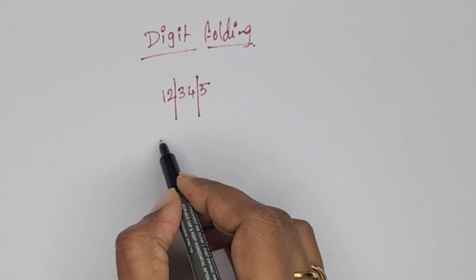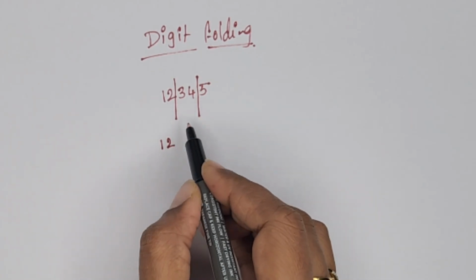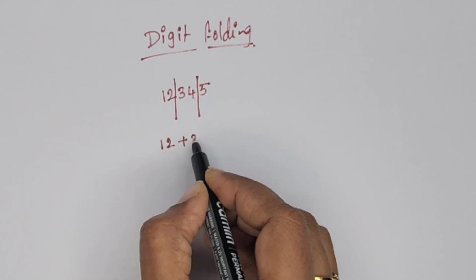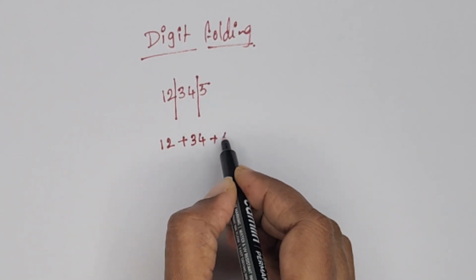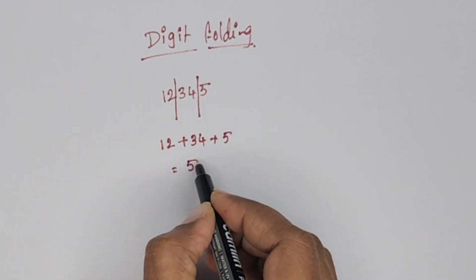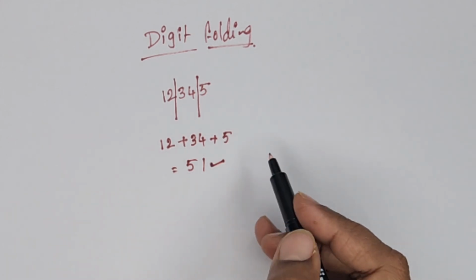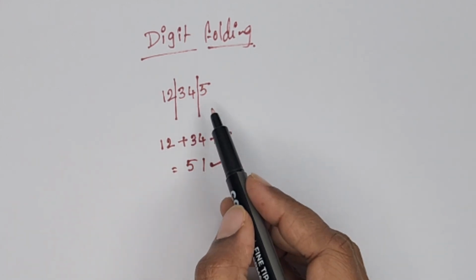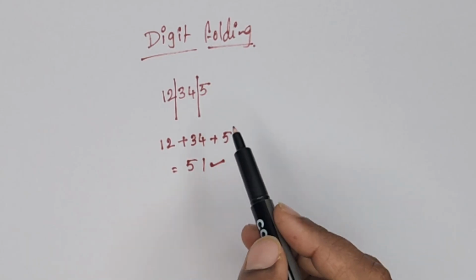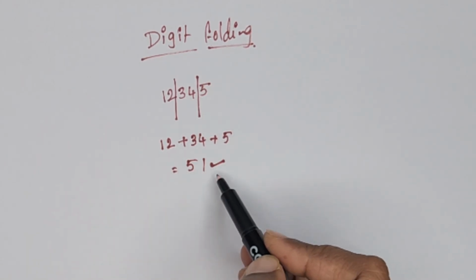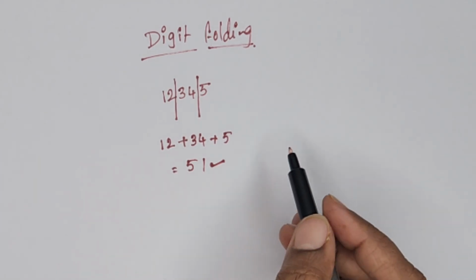And next we have to add all these parts. Add all the individual parts. 12 plus 34 plus 5. So we'll get one number, that is 51. This 51 is the index of your table. Like this, we have to divide into equal number of parts, and then add all those parts. Then you will get one number, that is the index of your table.